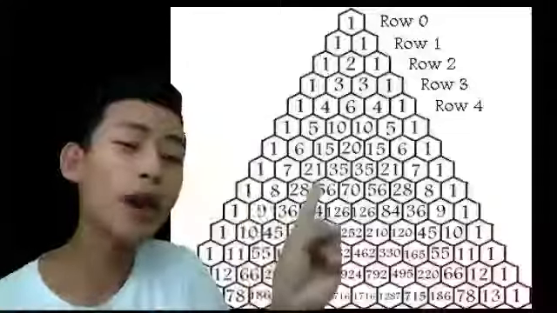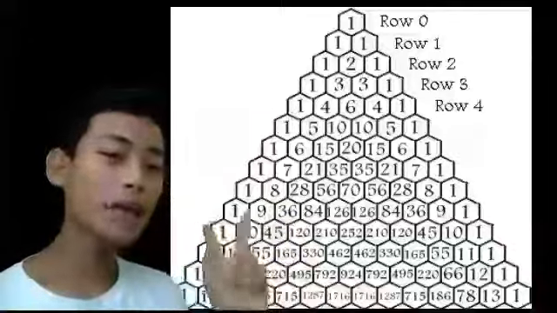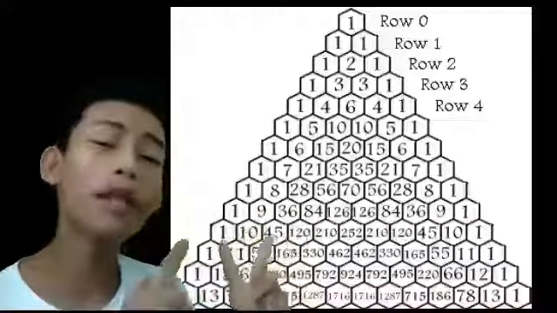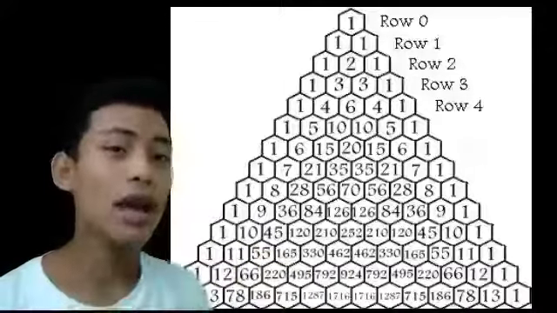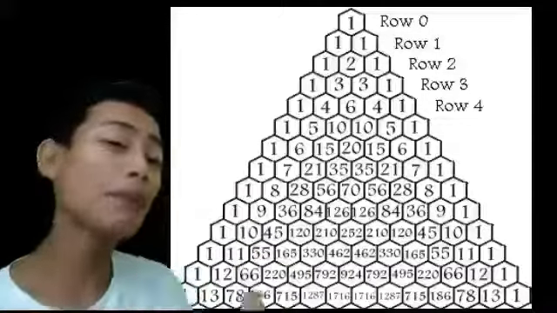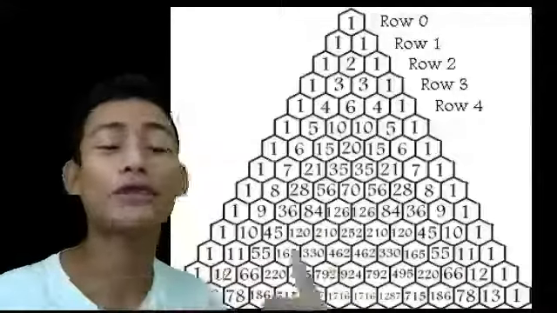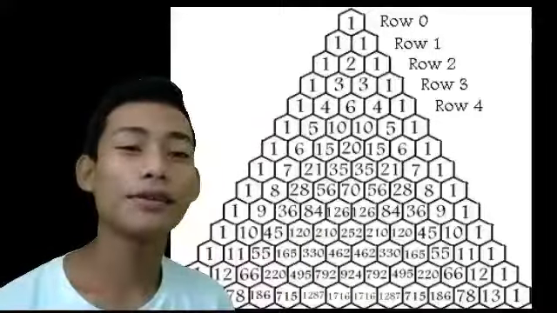So 1 plus 1 is equal to 2. Then copy the 1 on the left and the right side. So 1 plus 2 is equal to 3, and 2 plus 1 is equal to 3. And copy the number 1 on the left side and the right side of the triangle. So that is the best example of the Fibonacci sequence.